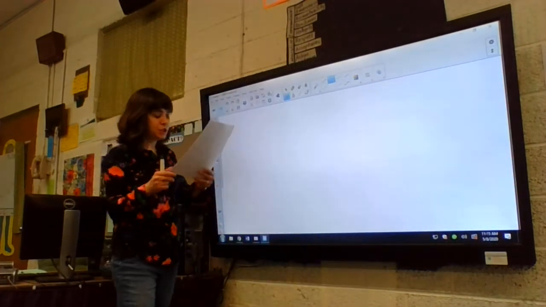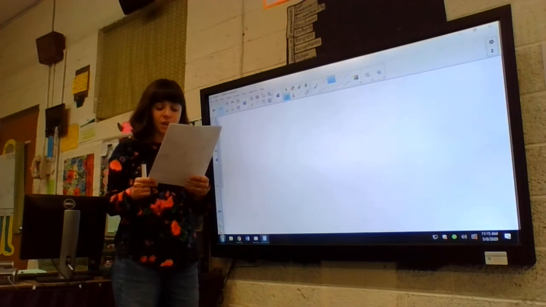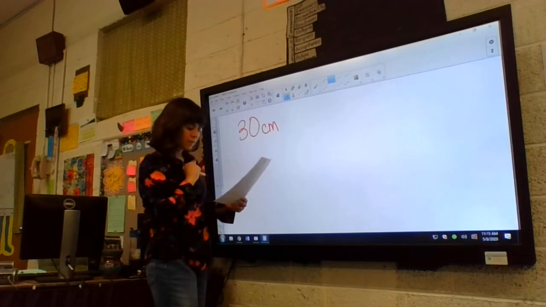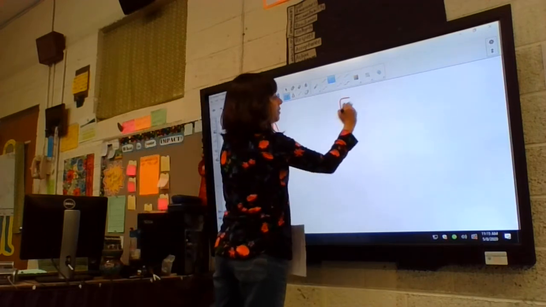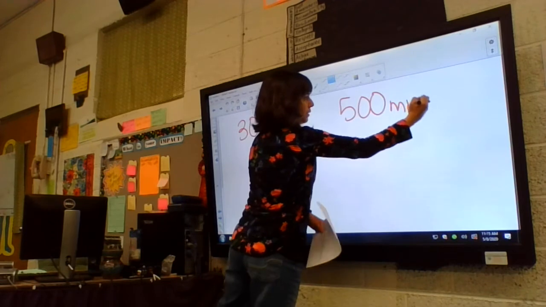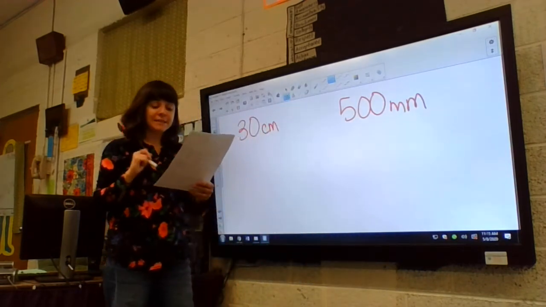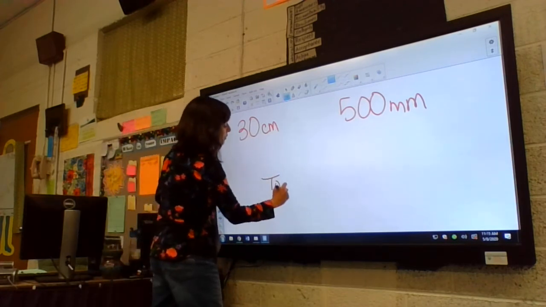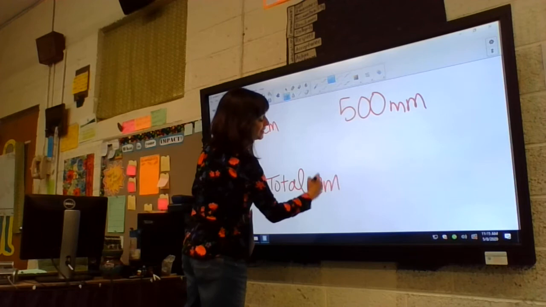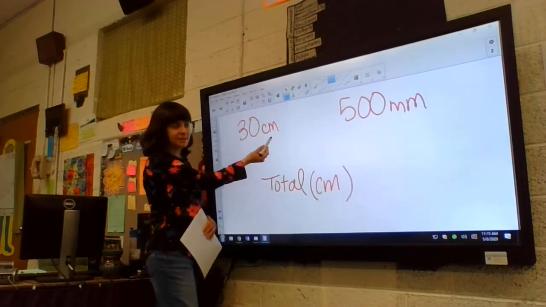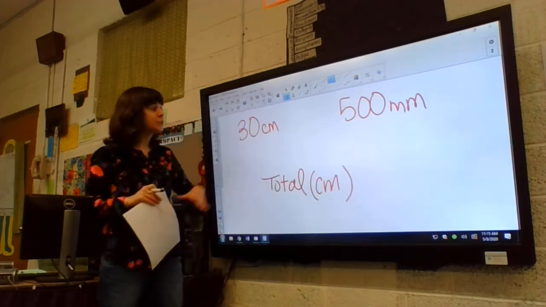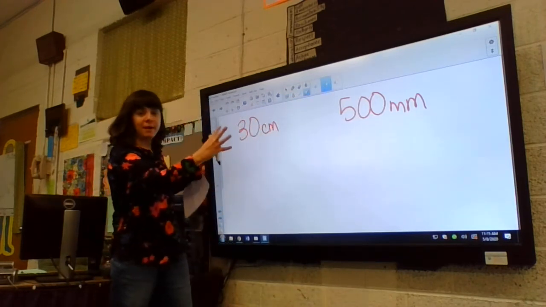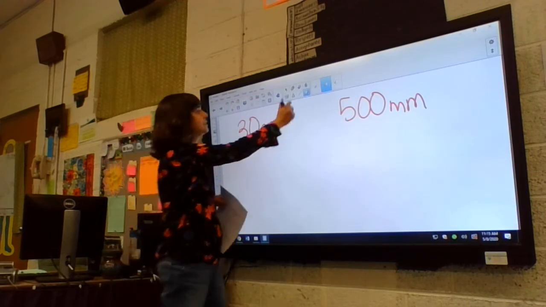Okay, last one, Jenny is measuring 2 line segments. The first one is 30 centimeters long. And the other one is 500 millimeters long. How many centimeters long are the 2 line segments together? So we just want to know the total. But the problem is we want to know the total centimeters. This measurement is in centimeters, but this one is in millimeters. So first I need to convert 500 millimeters to centimeters to see how many centimeters that line segment is.